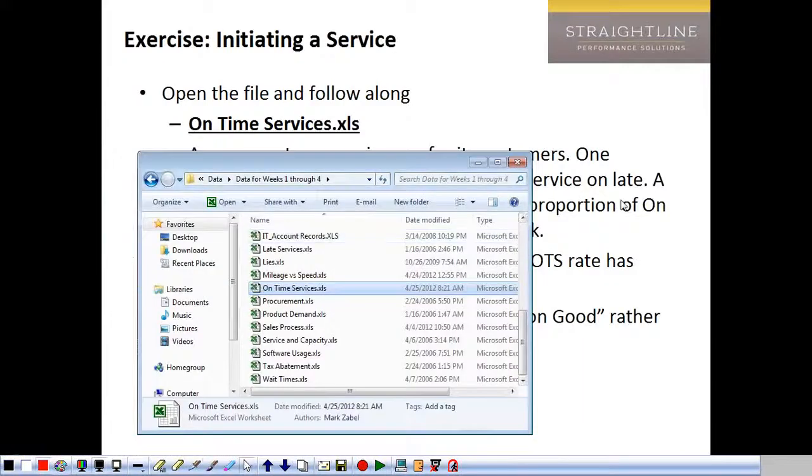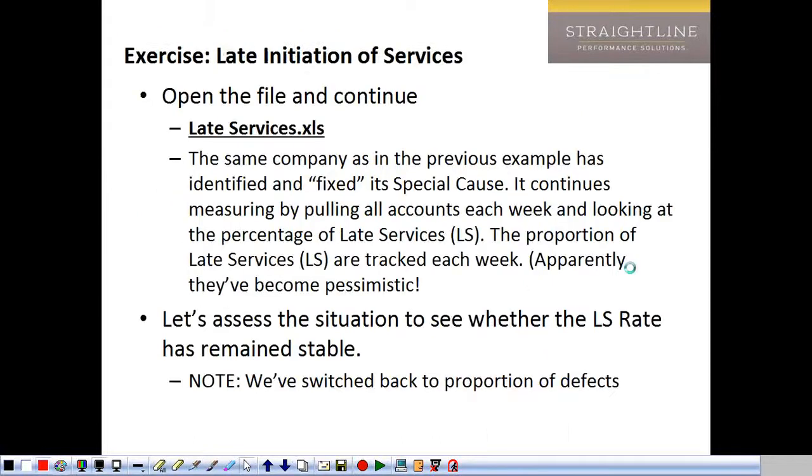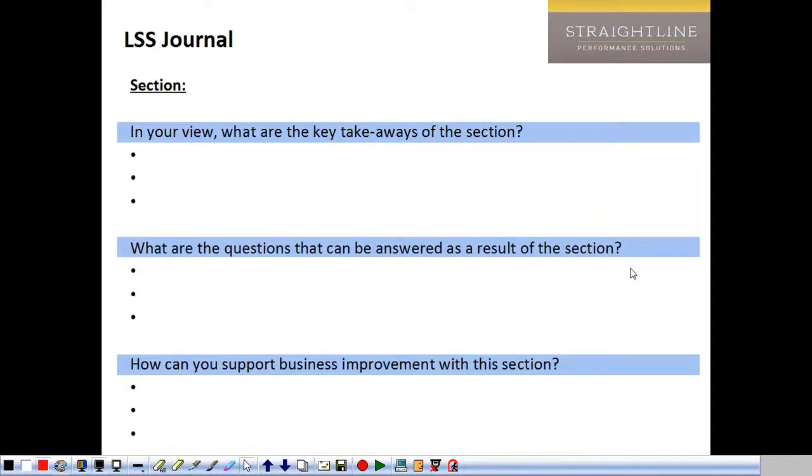So that is that, and I'm going to leave this last exercise as something for you to do on your own, and we'll finish up here. I'd like you to take some time to fill out in your Lean Six Sigma journal, in your view, what are the takeaways of this section. I certainly have my takeaways, and what are the questions that you can answer, and finally, how you can support business improvement. I think it's important to look through all of those things every time, not just in a general sense, but go through every section. When you fill them out, that'll be something that you can go back to at the end, and it'll really help you understand the essence of what's going on for all these things.